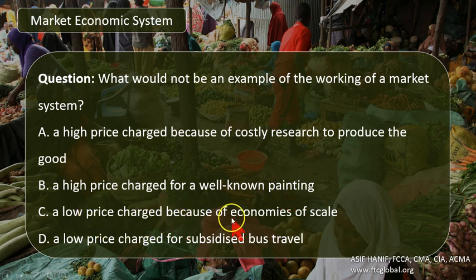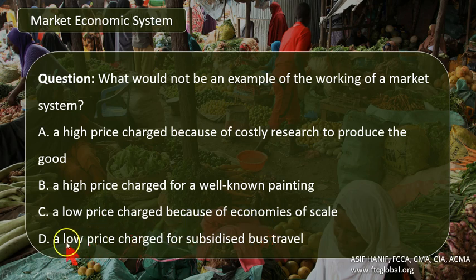Low price charged because of economies of scale. Economies of scale means when the size or the level of scale of production increases, average cost falls. When a company becomes larger, it benefits from reduction in average cost, financial economies of scale, marketing economies of scale, risk-bearing economies of scale, managerial. We'll discuss them all in our later studies. So this is the feature of market economic system. A larger organization which has achieved economies of scale, its average cost falls, so it can sell at a lower price. So lower price charge because of economies of scale is a perfect, typical example of market economic system.